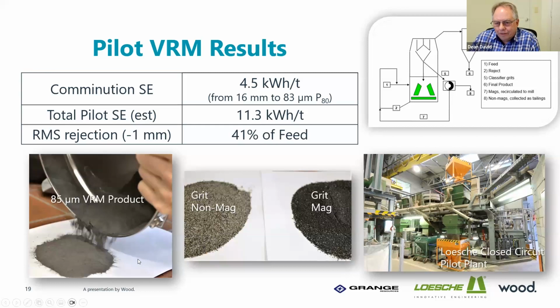So you can really stuff up the downstream work if you don't treat the product out of a VRM with some respect in terms of its ability to oxidize sulfides.